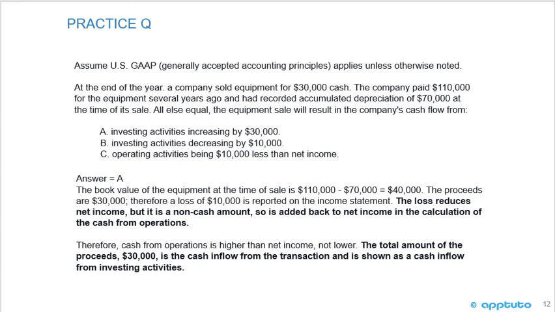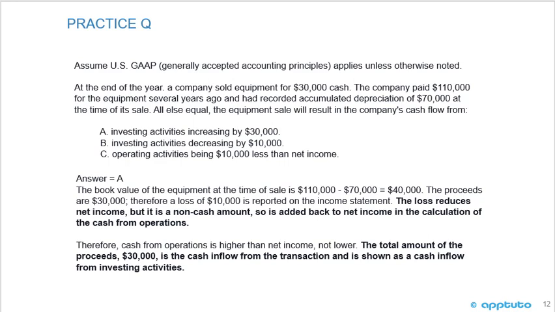They sold the equipment for $30,000 cash, so investing activities would increase by $30,000. A is right, but the C makes you stop and think a little bit. But let's just read through it. The book value of the equipment at the time of the sale is $110,000 minus $70,000 equals $40,000. The proceeds are $30,000. Therefore, it was a loss of $10,000 as reported on the income statement. The loss reduces net income, but it's a non-cash amount, so it's added back to net income in the calculation of the cash flow from operations. So the operating activities would have been $10,000 more than net income.